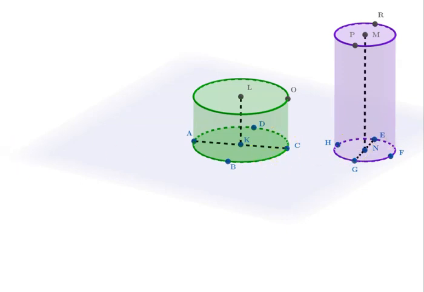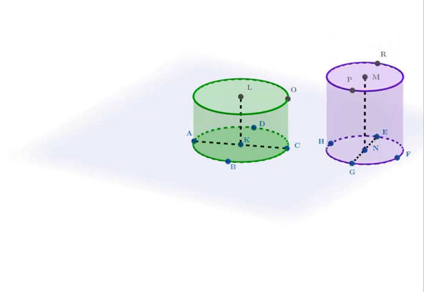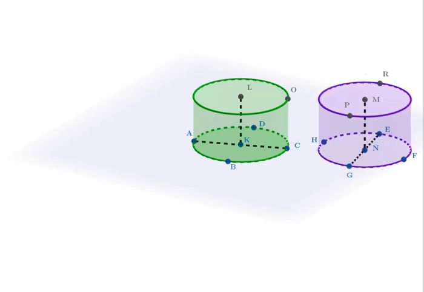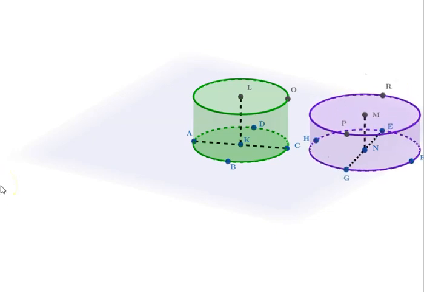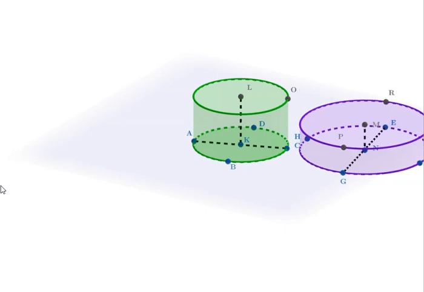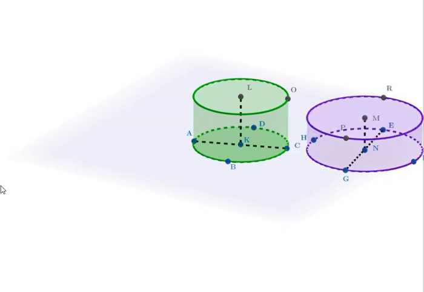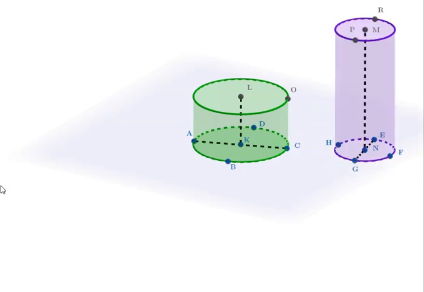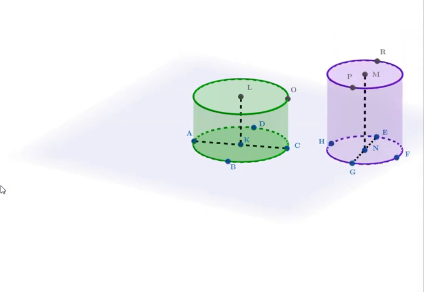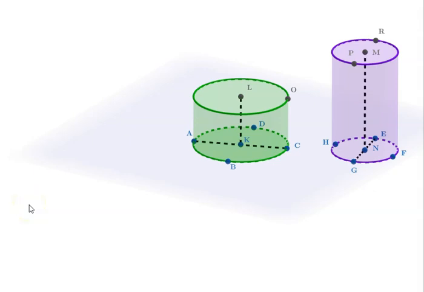that if I change the radius of the second cylinder, if I increase the radius, the height will reduce to maintain the equality of the volumes. If I increase the height, the radius will reduce. So that is what is meant by reciprocally proportional. Okay, let's see how we can prove this.